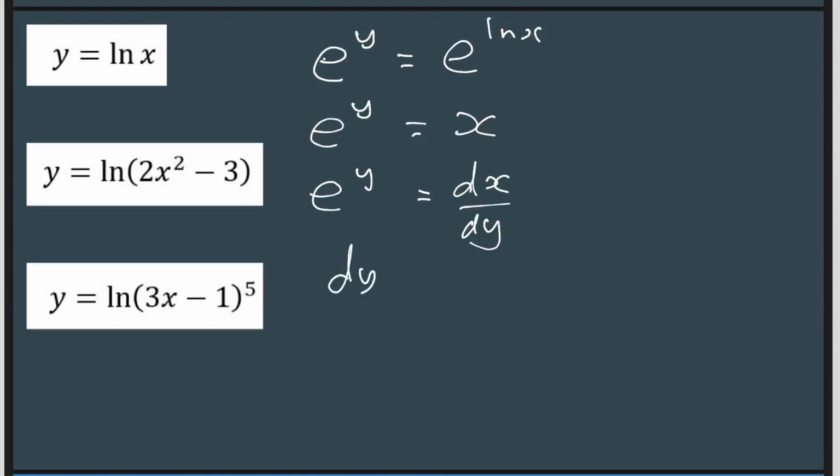Now I don't want dx over dy. I want dy by dx, which is the reciprocal. So what I've done now is I've basically times both sides up there and down there, but I've flipped them. This is a statement that's true. Now y, e to y, is x from here. So I get 1 over x.